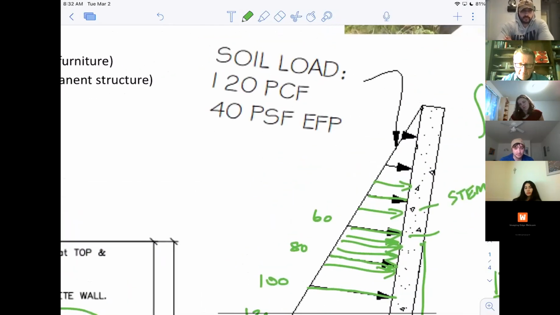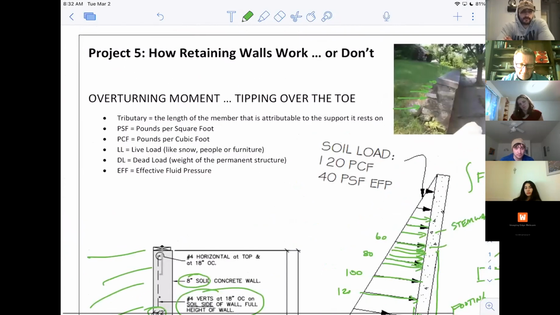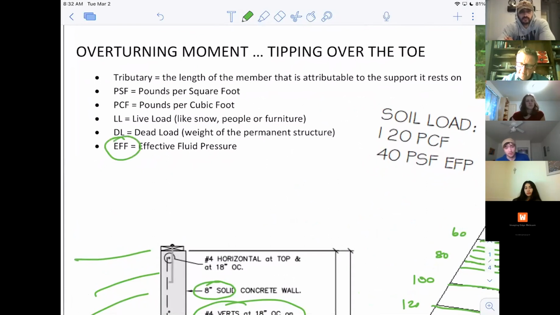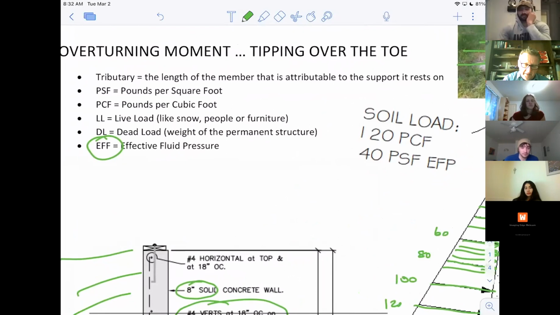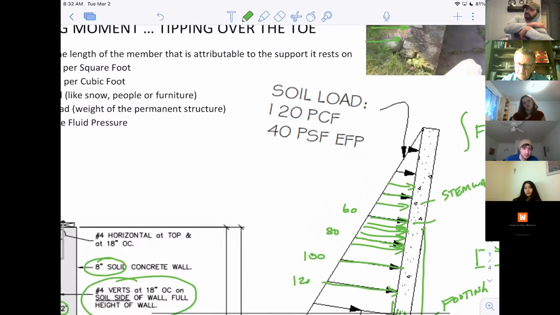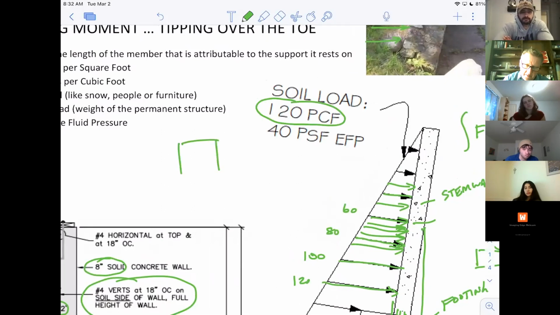So I gave you a bit of an explanation here about some of the acronyms that are involved, but notice PSF, pounds per square foot, and EFP, effective fluid pressure. I stole this from my engineering friend because I don't understand any of this at all. Dirt is considered to weigh 120 pounds per cubic foot. So I've got 1 foot by 1 foot by 1 foot. You think about shoveling that out of the ground. That actually feels about right to me.